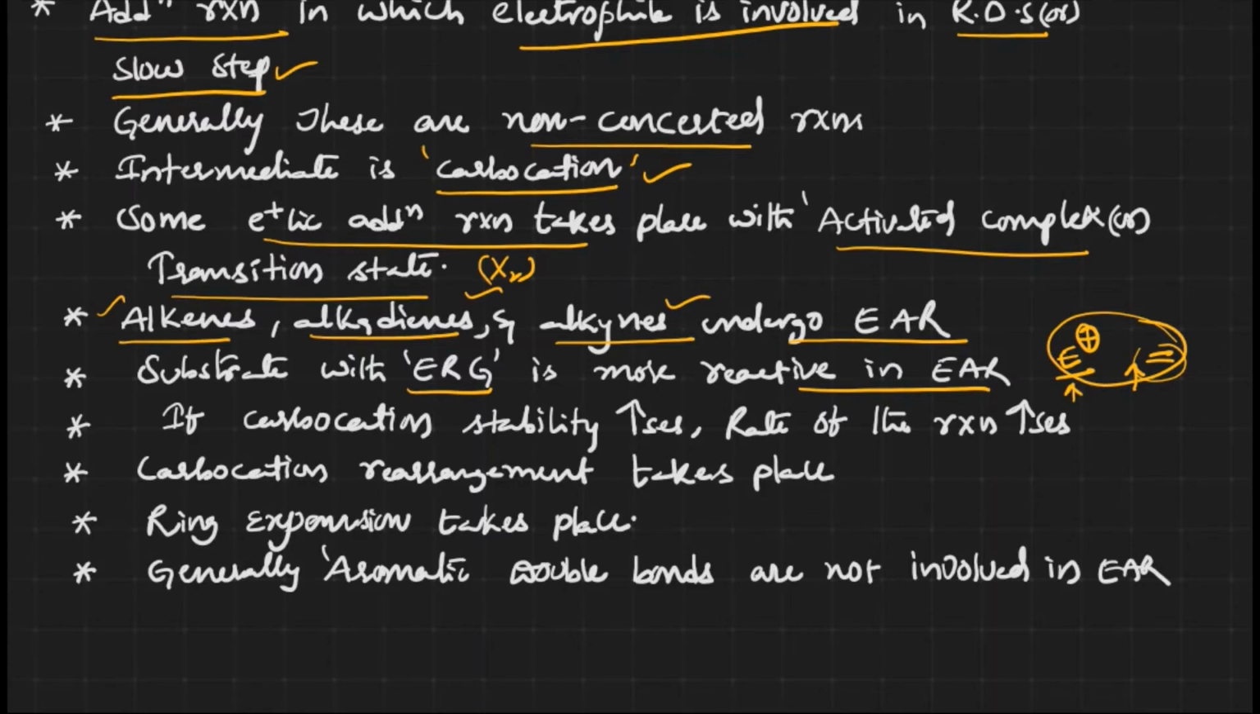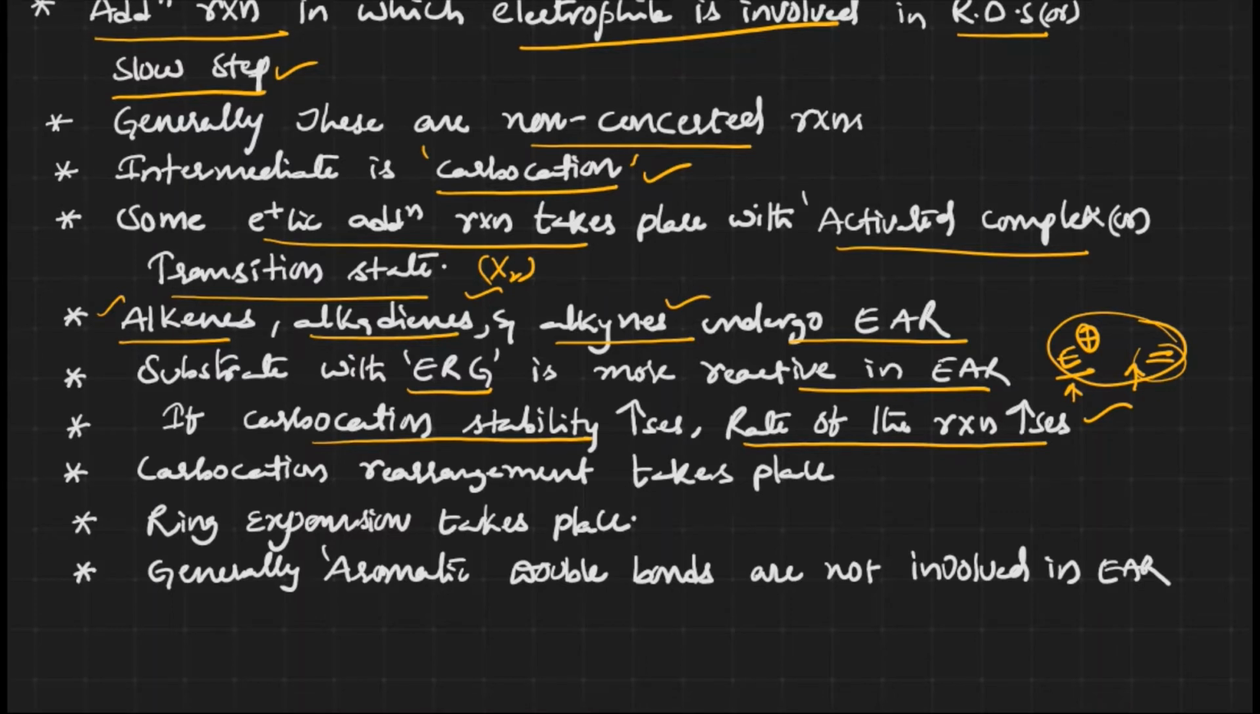And then if carbocation stability increases, the rate of the reaction increases. One thing we have already discussed earlier: if the stability of the intermediate increases, they are kinetically favorable reactions. If formation of product takes place through the stable intermediate, that is going to be the major one. If the stability of the carbocation increases, the rate of the reaction also increases. Kinetics explains the rate of the reactions, right?